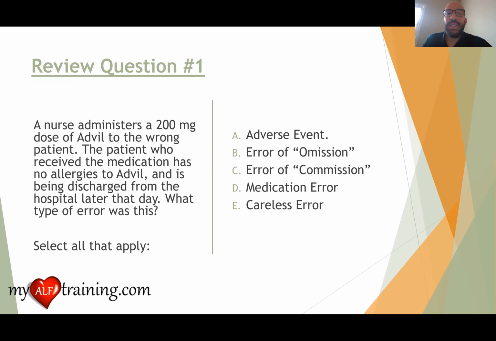The patient who received the medication has no allergies to Advil and is being discharged from the hospital later that day. What type of error was this? So the nurse gave a patient a 200 milligram dose of Advil, but it was for the wrong patient. The patient who received the medication isn't allergic to Advil, so, oh hey, I take Advil sometimes, and they're being sent home later that day. So you can presume that they're in a healthy state, they're feeling well, and they're healthy enough to go home. So what type of error was this?